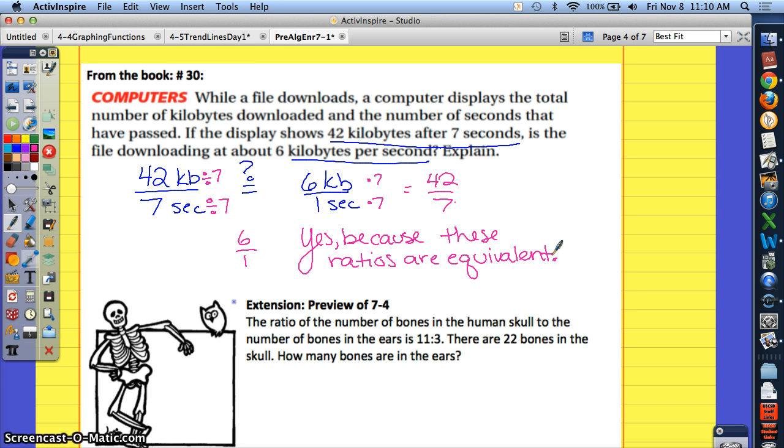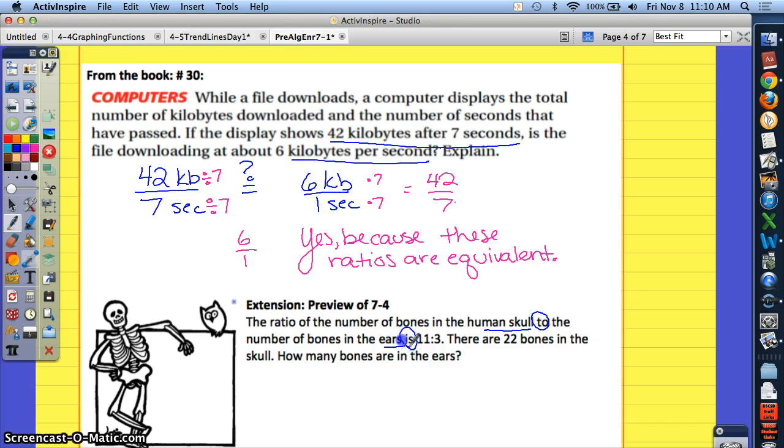All right, so a little preview into 7-4. The ratio of the number of bones in the human skull to the number of bones in the ears is 11:3. There are 22 bones in the skull. How many bones are in the ears? Remember that word to. I like that word. I'm going to circle it. So what am I talking about before? I have the human skull, to, the bones in the ear.